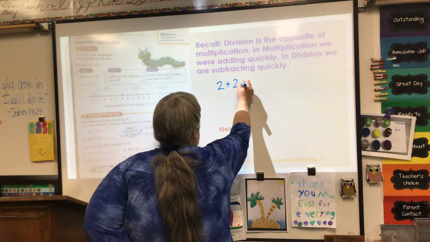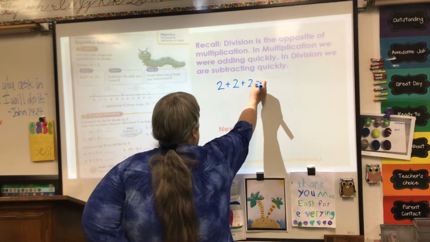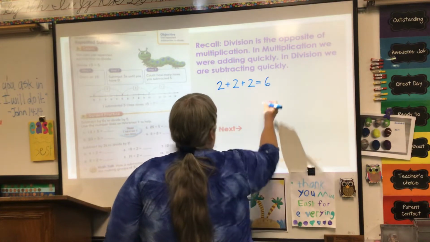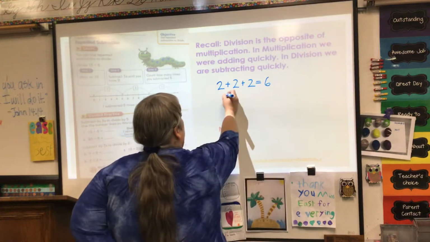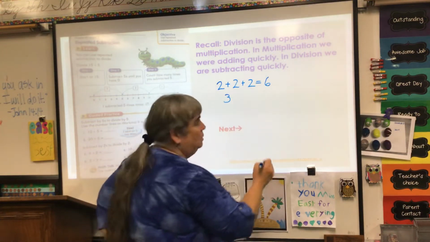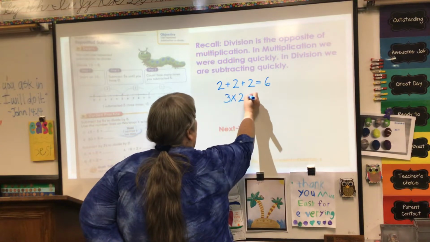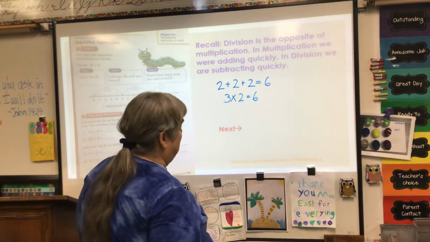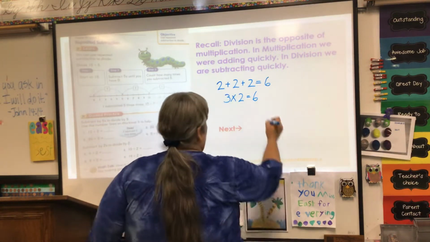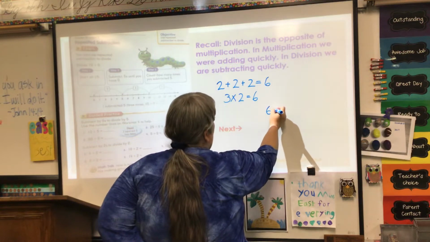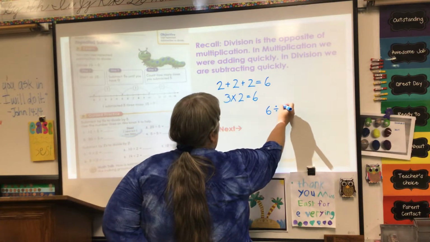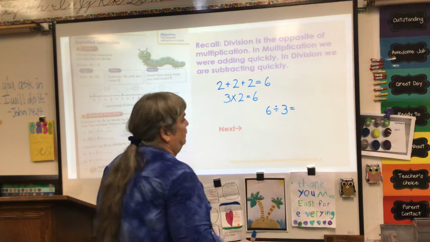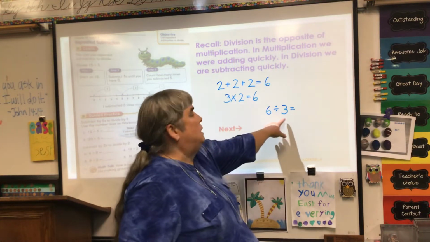Okay, so this is multiplication, right? And you're finding out the sum, 2 plus 2 plus 2 is 6. But a quicker way of doing that would be to say I have 3 equal groups of 2 equals 6. So that's multiplication. Now, division is saying this. It's saying 6 divided by 3 equals, so how many are in each group if I divide into 3 equal groups?